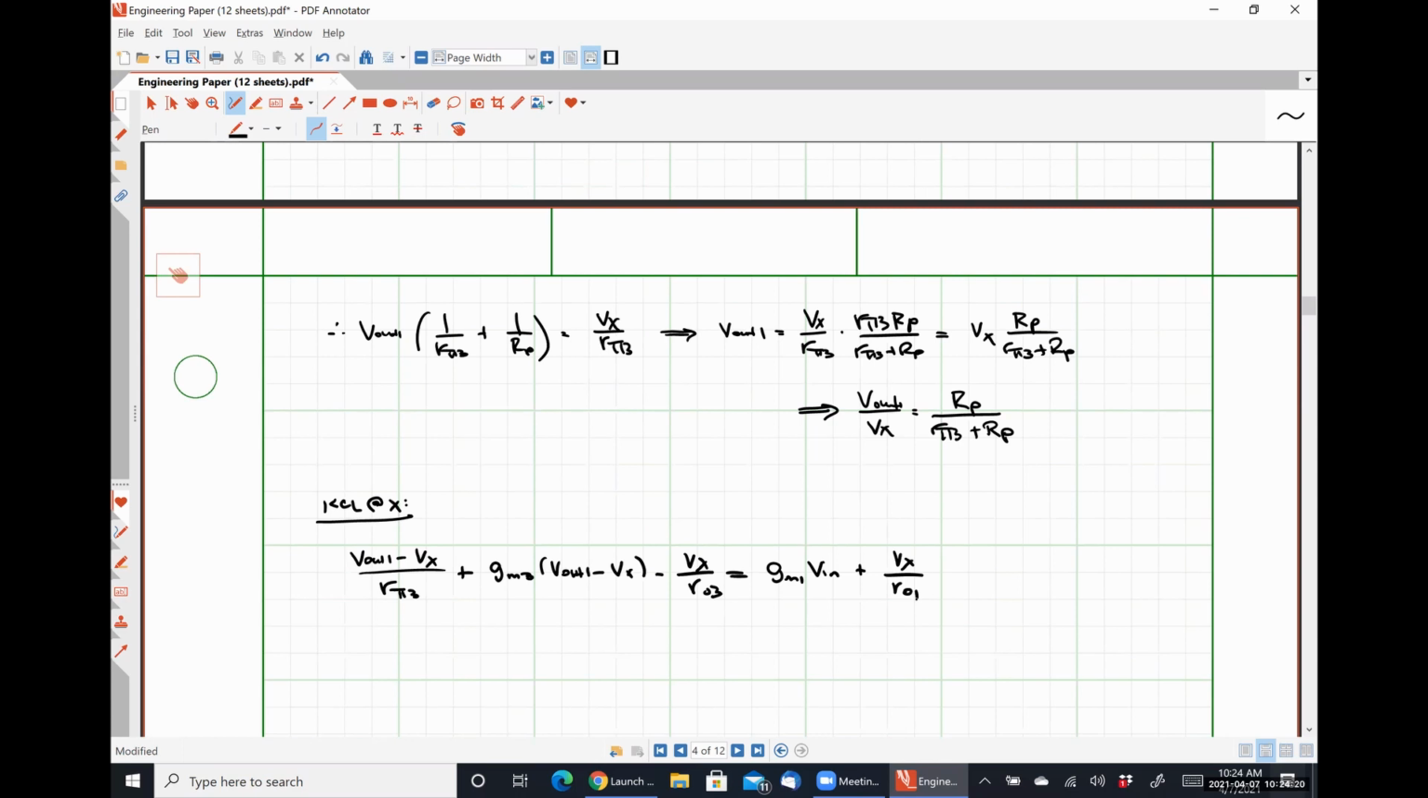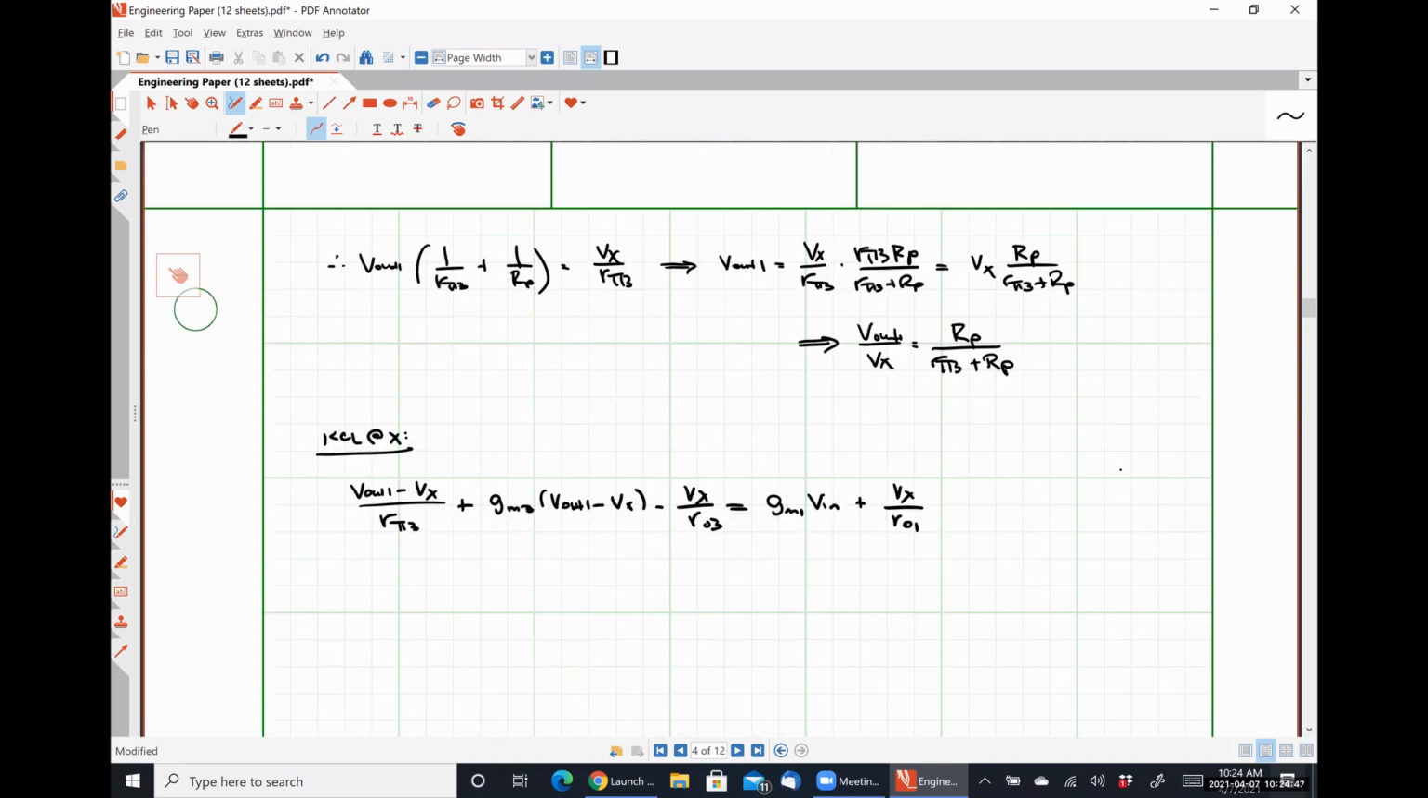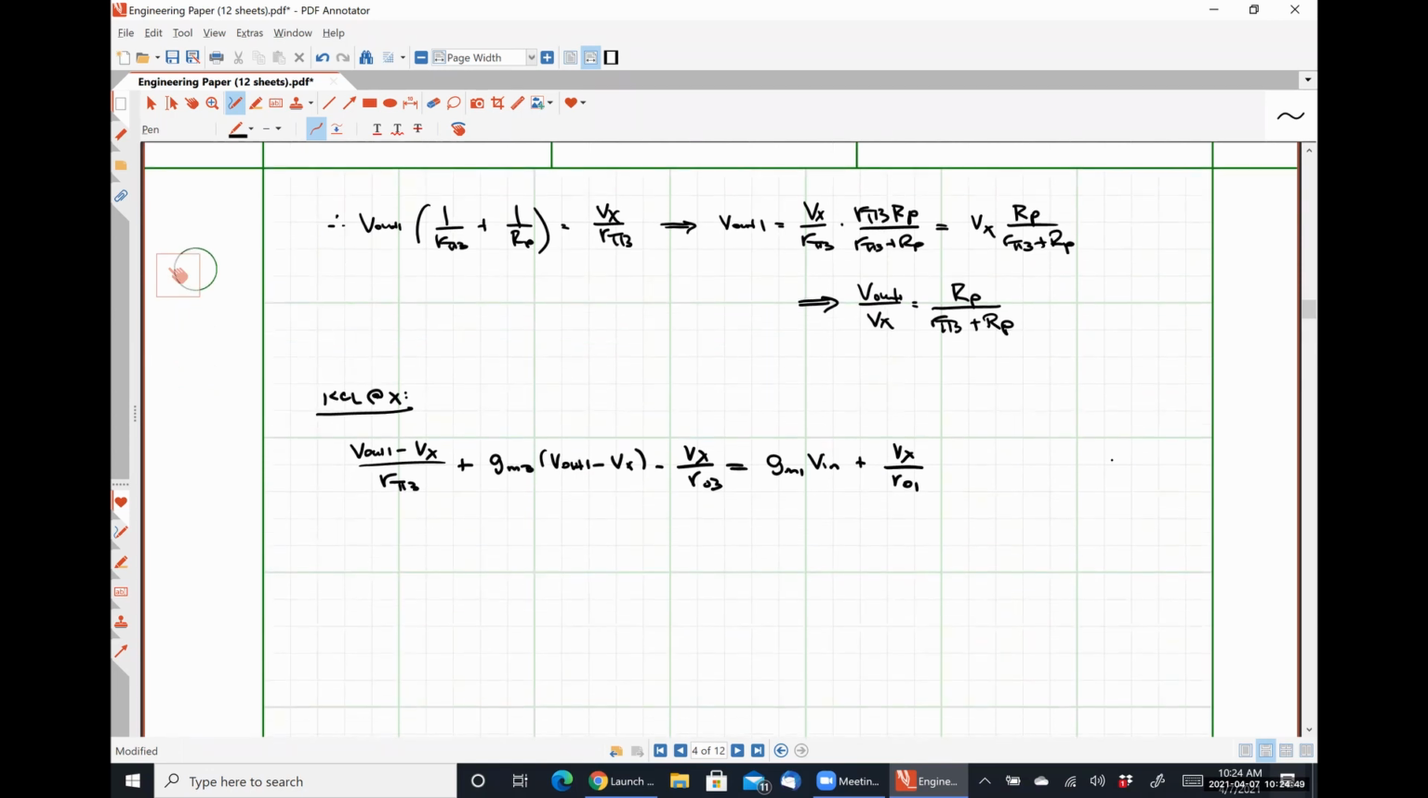And so now, one thing I can see is that I have a couple of instances. My goal with doing KCL at node X is to have only terms with Vx and Vn, so that I can get that transfer function relationship for that particular state. Right now, I have a couple of places where I have V out 1 minus Vx, but I know that V out can be expressed in terms of Vx.